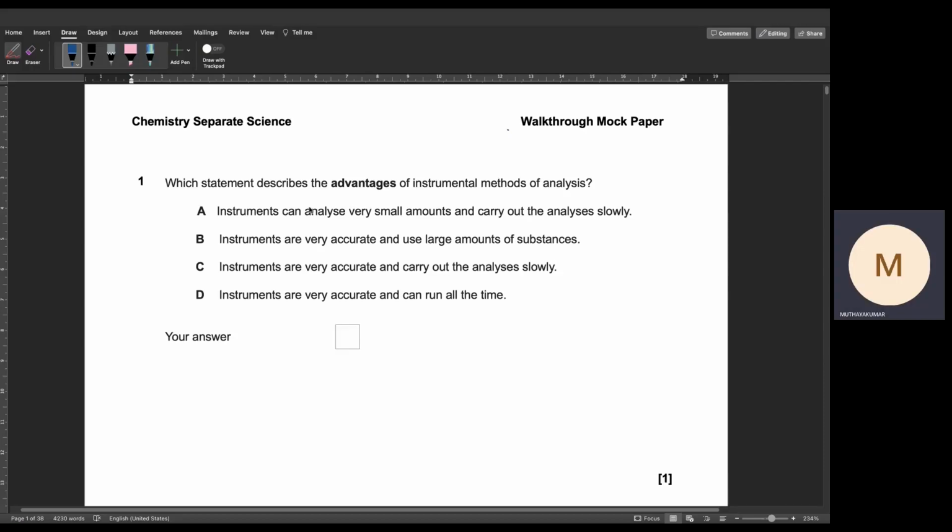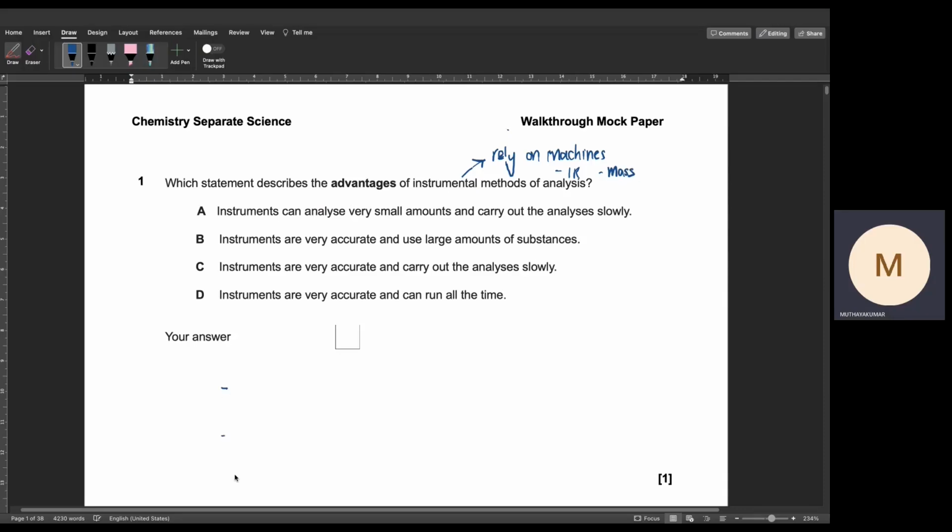Question number 1. Which statement describes the advantages of instrumental methods of analysis? So by instrumental methods, we are referring to analytical techniques which rely on machines. Now, there are two techniques that we've covered in our spec, which can be considered instrumental methods. The first one is IR, infrared spectrometry, and the second one is mass spectrometry.